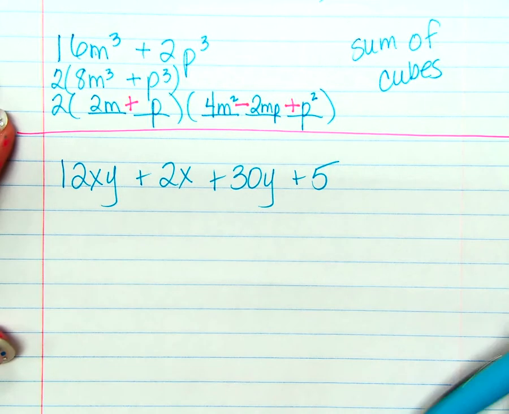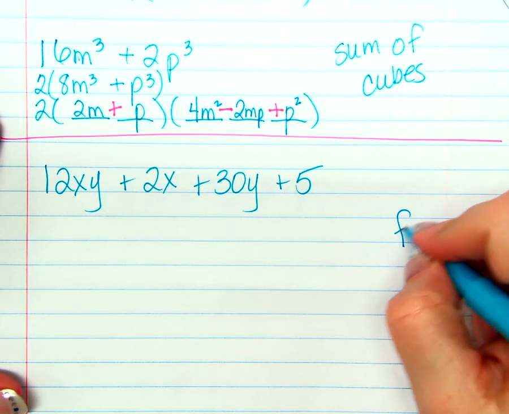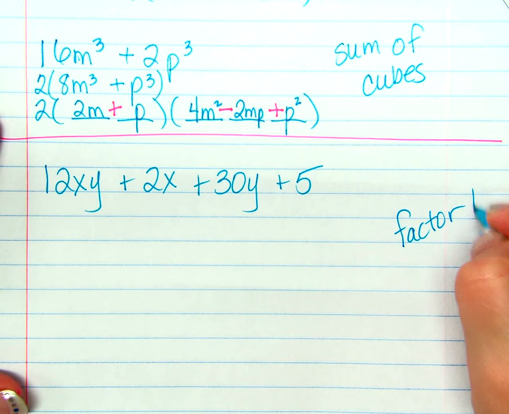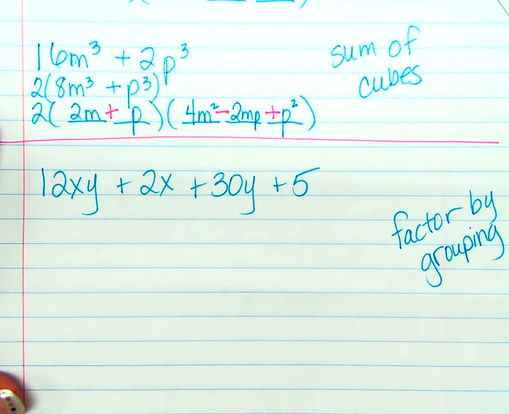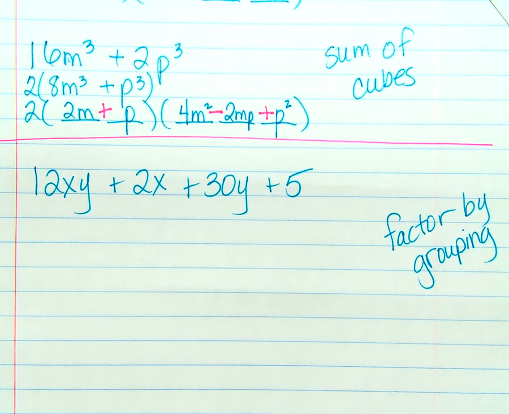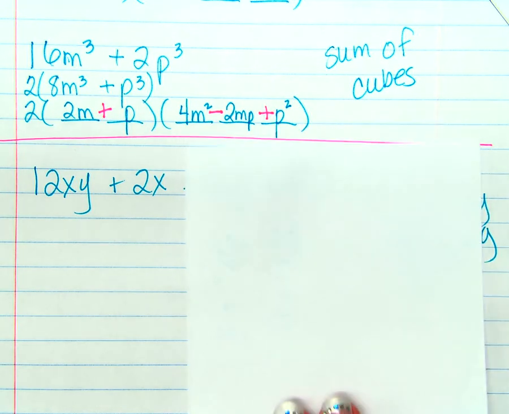When we have polynomials with 4 terms, I'm going to try to factor by grouping. Which implies what? I'm going to group some of them. I'm going to group the first 2, which means I'm going to ignore the second 2 for just a moment. Just looking at the first 2 terms, is there a greatest common factor? Is there something they have in common?